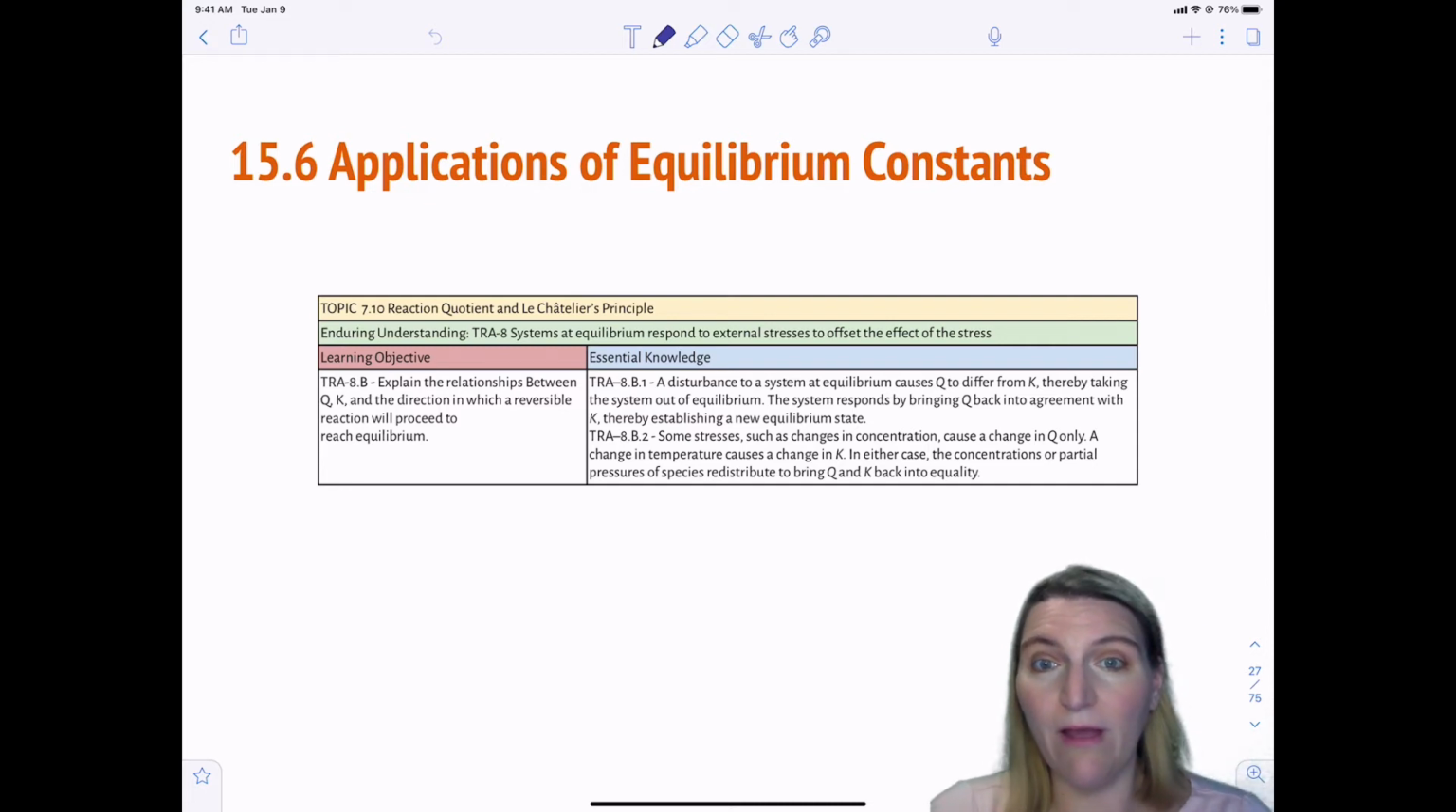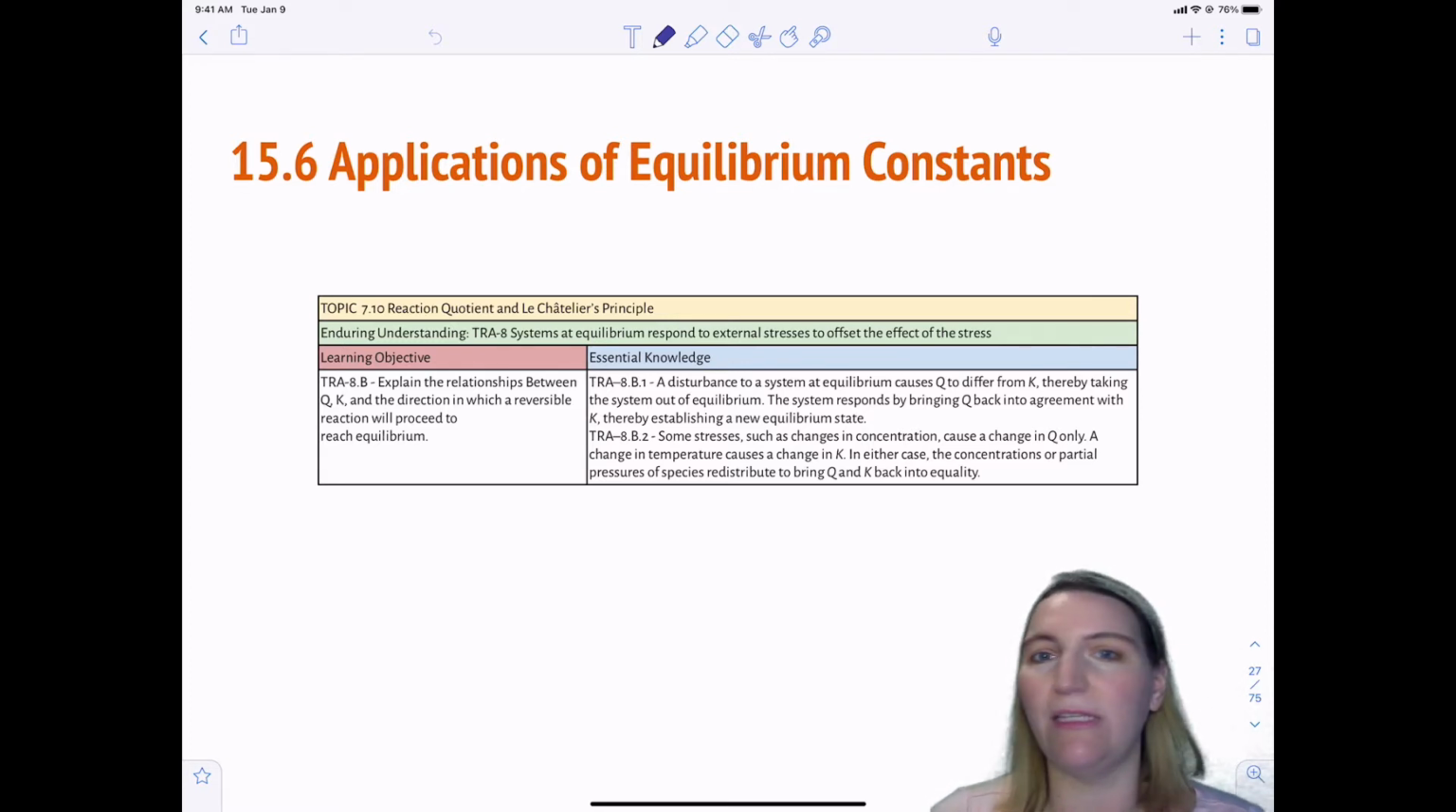Okay, so we are moving on here to applications of the equilibrium constant. Now that we figured out what it stands for, and we've used it to predict equilibrium concentrations, what else can we do with it? The first thing we're going to look at is this concept of Q versus K.